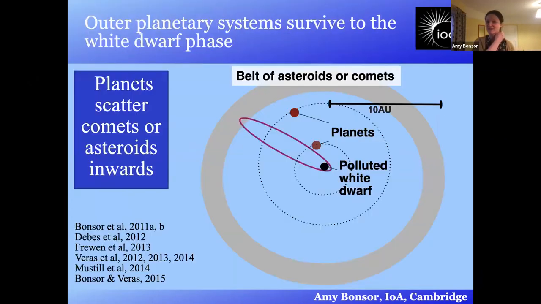Okay, so let's start out with our planetary system.